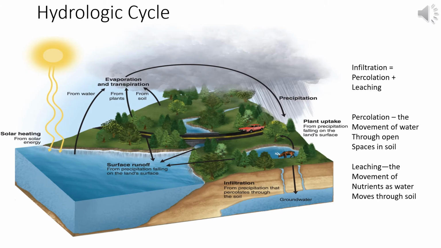This is the hydrologic cycle. It is important to be able to identify precipitation, evaporation and transpiration, solar heating, surface runoff, infiltration, and groundwater. Infiltration is the process of percolation, or the movement of water through the open spaces in soil, and leaching, which is when that moving water carries nutrients deeper into the soil.